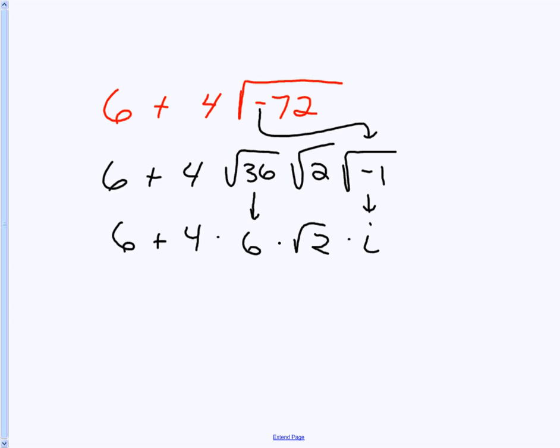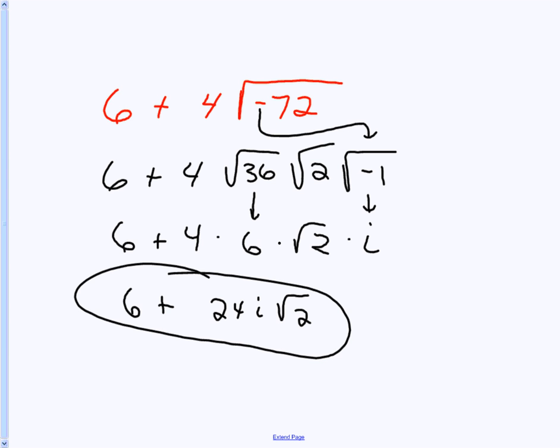And now I just have to rearrange some things. 6 plus, what's 6 times 4? 24. 24, and then the i comes up here, and then the square root of 2 is there. I think I'm done. Raise your hand if you got the same thing. Good. Okay. Let's move on.